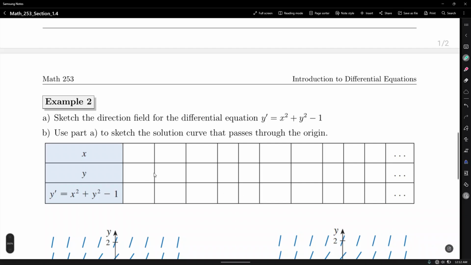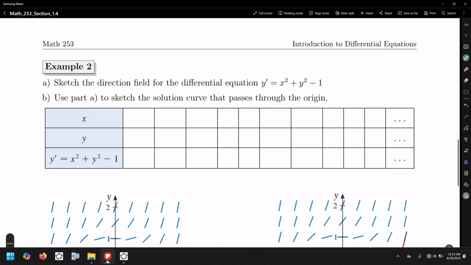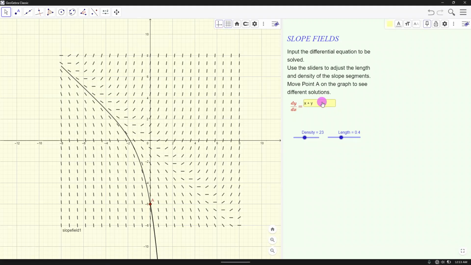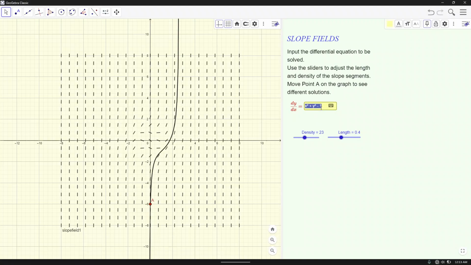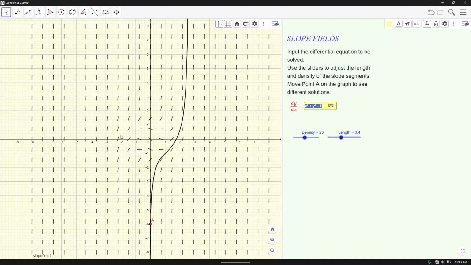In this case, I'm going to make a table of values for different points. But for sketching the direction field, let's go to GeoGebra and generate it. So that is x squared plus y squared minus 1. That changes the shape of the slope field, mostly vertical slopes, but there's something going on around the center.